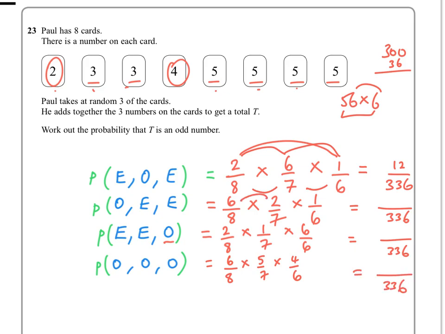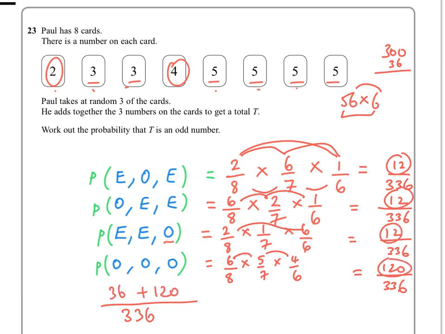And then what have we got? 6 times 2, so that's 12. And then 2 times 6, that's 12. So that's looking like they're all 12s, but be careful, because this last one isn't. It's 30 times 4, which is 120. So what have we got? Out of 336, we have 12, 24, 36, and 120, which gives you a total of 156 out of 336.